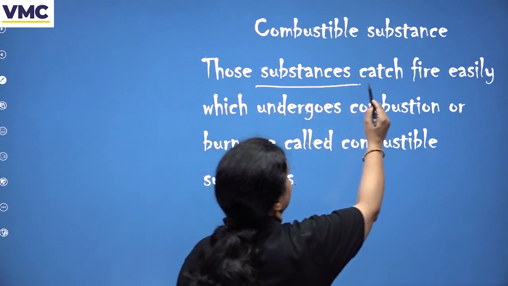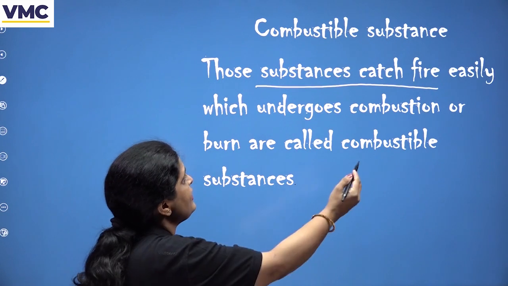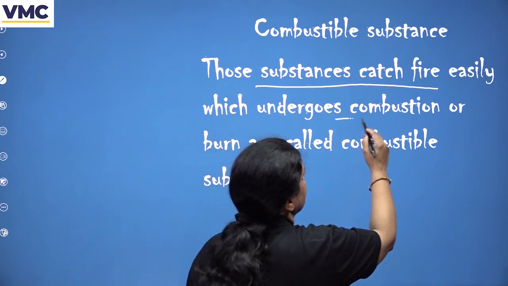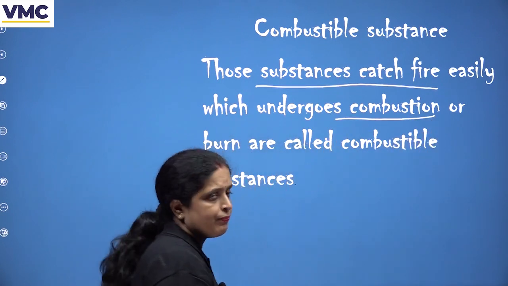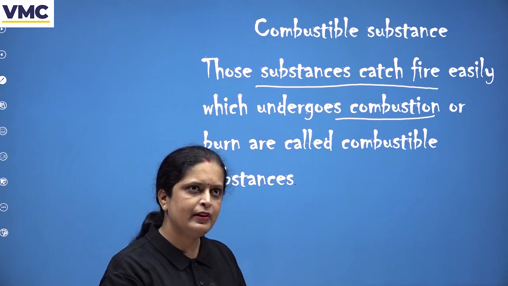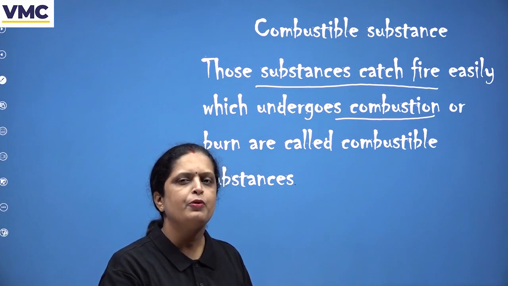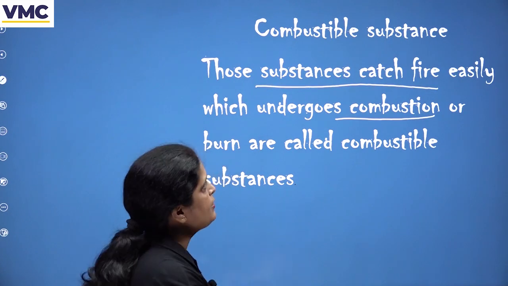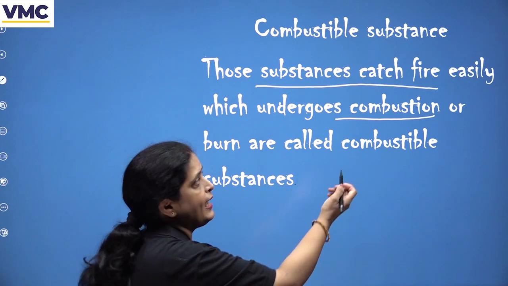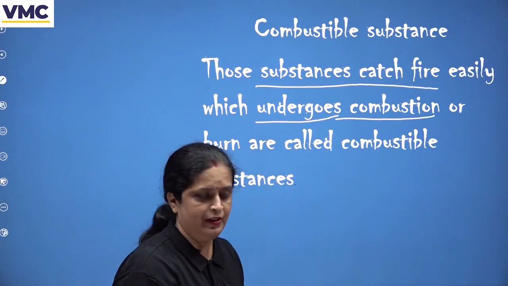A substance that catches fire. A substance that catches fire easily and undergoes combustion. आसानी से जले और it has to catch fire whenever you provide it with a little amount of heat. So combustible substance is a substance that catches fire easily and undergoes combustion.